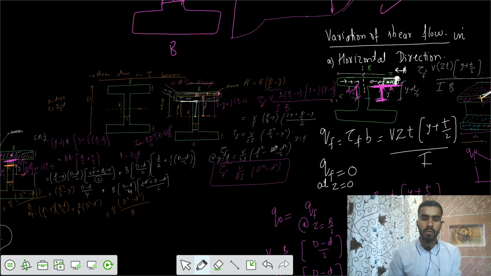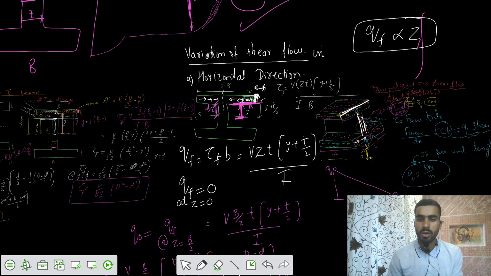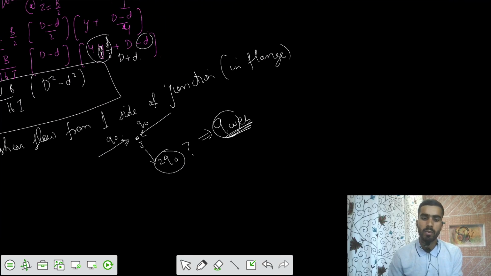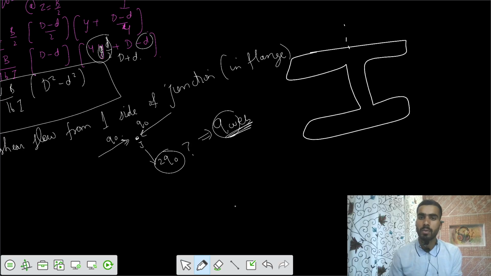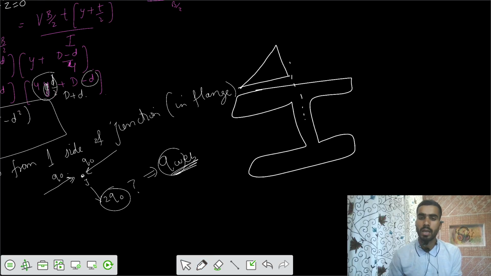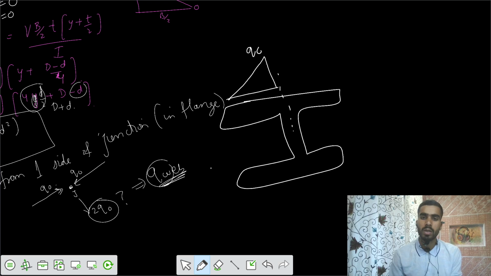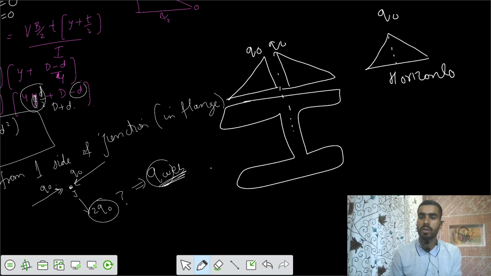Now we got the horizontal shear flow variation. This was your flange, this was your web, and this is the flange. Up to the junction there is a rise of the shear flow, horizontally, in a linear fashion from 0 to Q0. Similarly from the other side there is a linear variation to Q0, and you can make the final diagram. That's the horizontal shear flow variation.